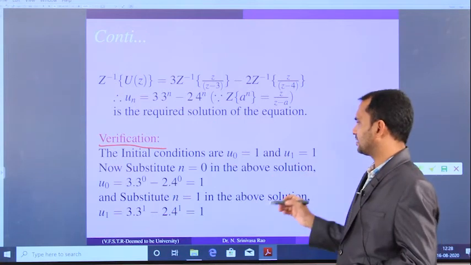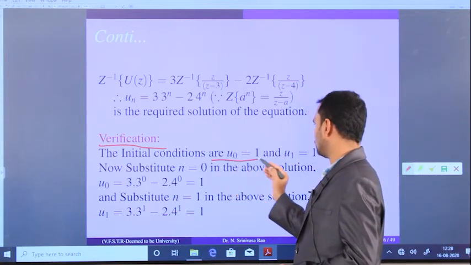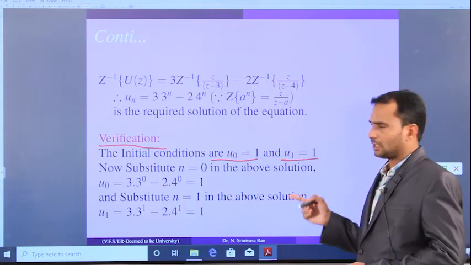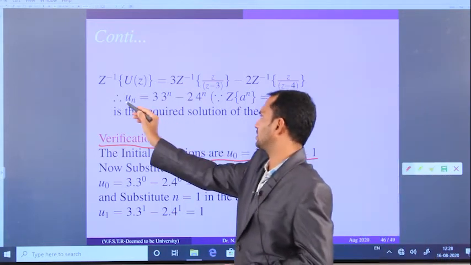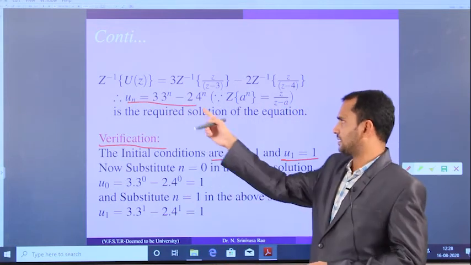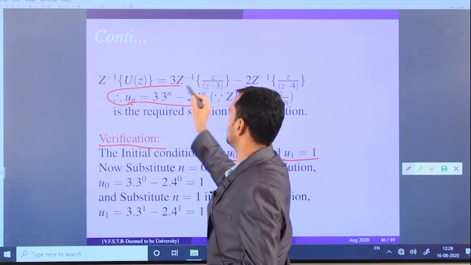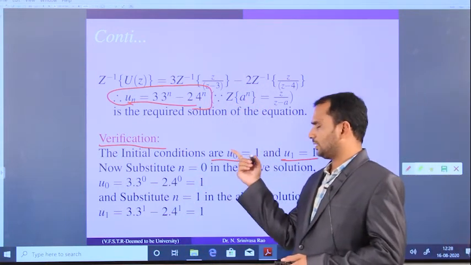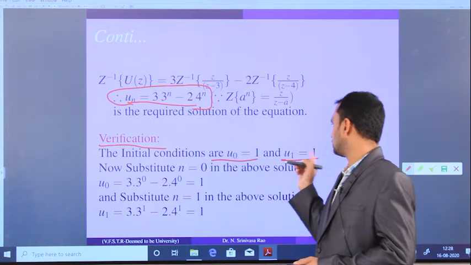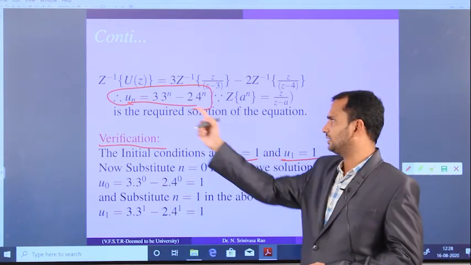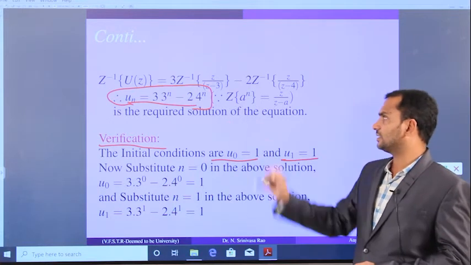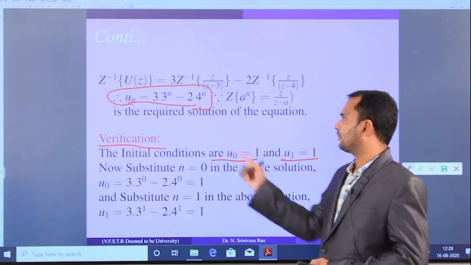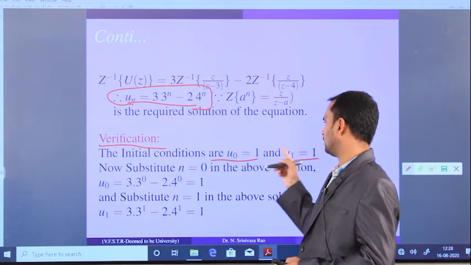How to verify: since they have given u0 is 1 and u1 is 1, this solution should satisfy these two conditions. This is our solution, right? In the question itself they have given u0 is 1, u1 is 1. These two conditions this solution should satisfy, otherwise the required solution is not correct. So how to check that u0 is 1 and u1 is 1.